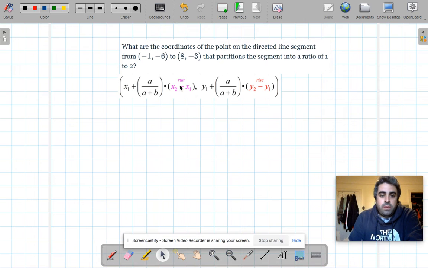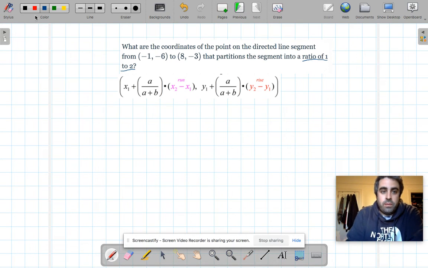So basically, what you want to do to start a problem like this, and ultimately what you're trying to do, is figure out where a coordinate would be on a line segment given a certain ratio. So it's similar to the midpoint formula, but you're not actually finding a point in the middle. You're finding a point, in this case, in a ratio of 1 to 2 on the line segment.